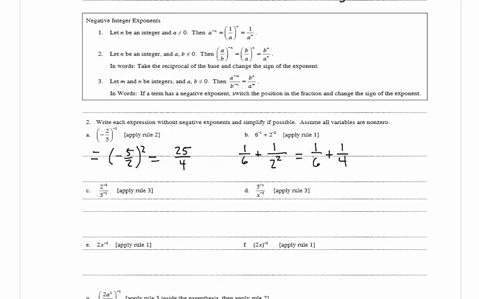And now, in order to add fractions, we need a common denominator, and our least common denominator here is going to be 12. So we're going to have 2/12 plus 3/12, and that's equal to 5/12.